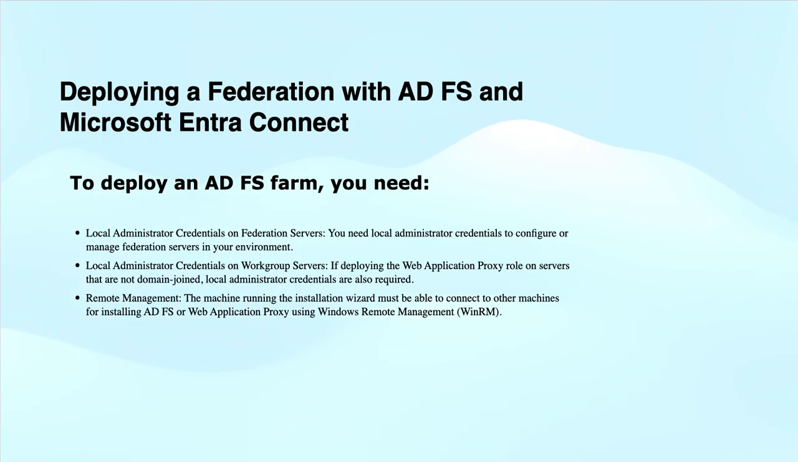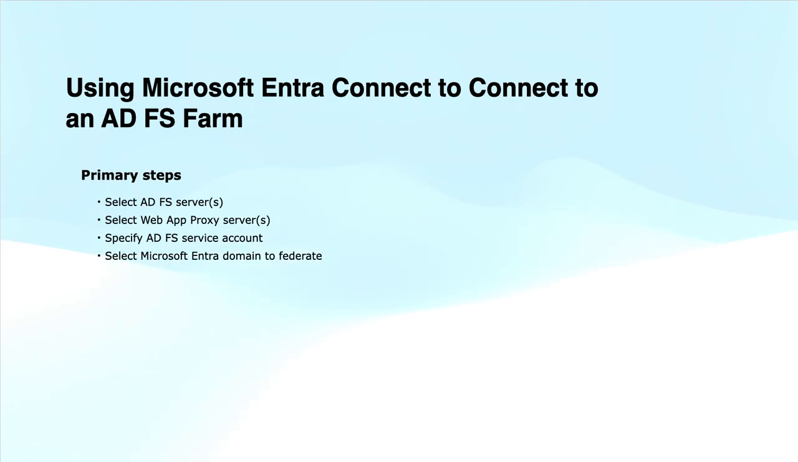So this Entra Connect tool can help you reduce the number of steps to configure this federation. The primary steps are you need to select the federation servers, then the federation proxies, then specify the federation service account, and then select the Microsoft Entra domain to federate. I will put a Microsoft Learn reference link in the description of this video for your reference for the detailed step-by-step guide for setting up the federation.